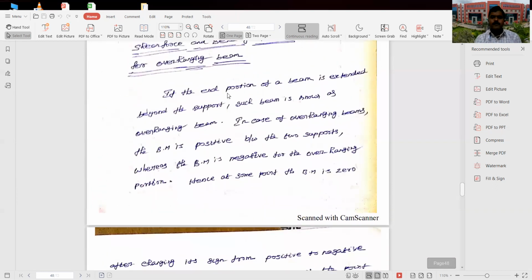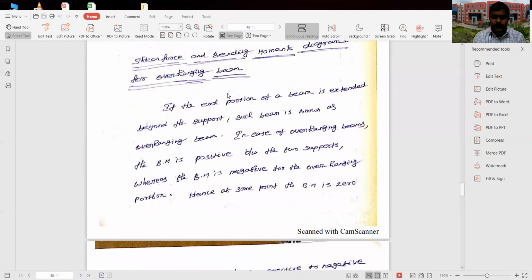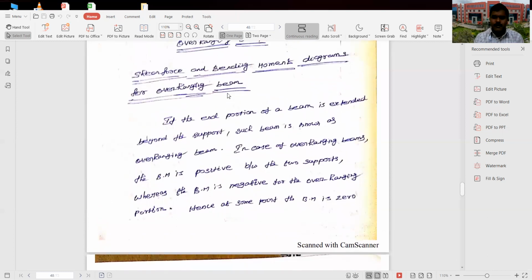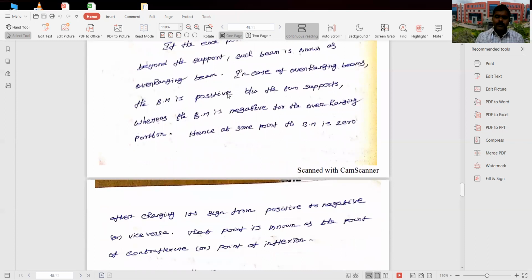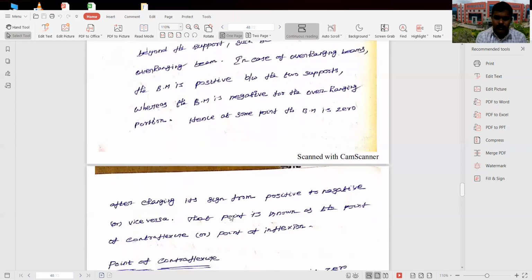So what is an overhanging beam? A beam whose end portion is extended beyond the support is called an overhanging beam. It is either a single overhanging beam or a double overhanging beam. If the beam is extended beyond only one support, it is called a single overhanging beam. If it is extended beyond both supports, it is called a double overhanging beam. The point of contraflexure is where the bending moment changes its sign from positive to negative, meaning the bending moment value is 0.